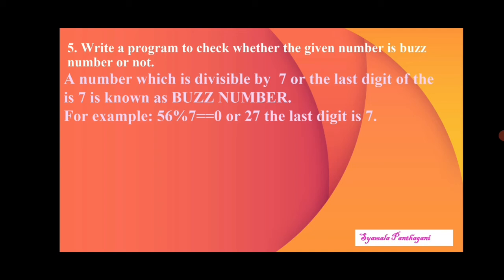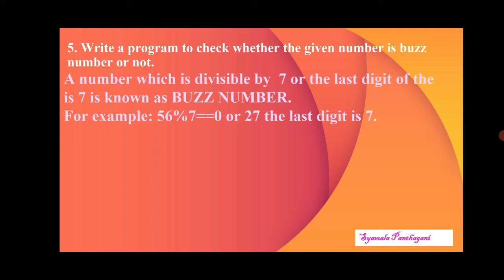For example, 56 is divisible by 7. That is right. That's why 56 is a buzz number. 27: the last digit of 27 is 7. That's why 27 is also a buzz number, but it is not divisible by 7. 27 is not divisible by 7, but the last digit of 27 is 7. That's why that number is called a buzz number.